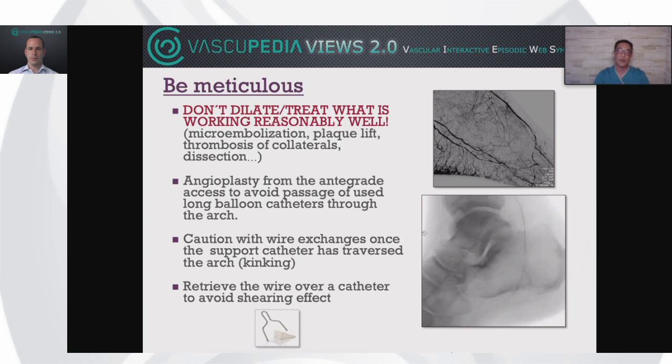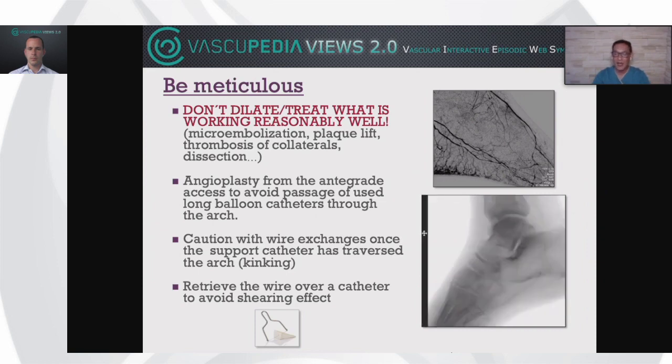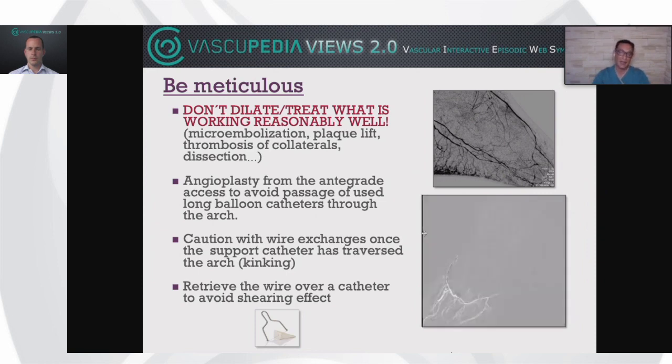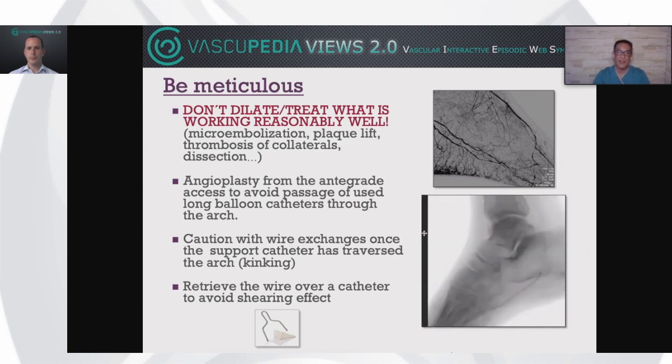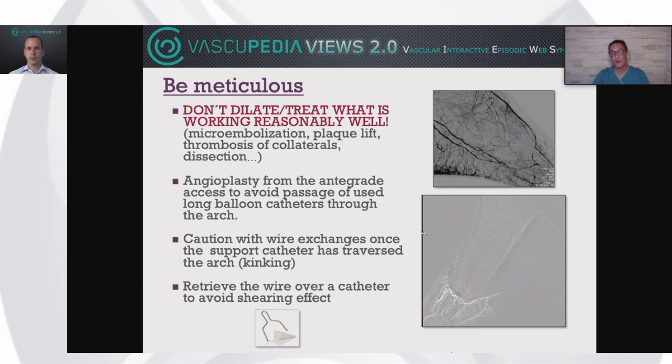You also need to be cautious when you exchange your wire from your support catheter, because the support catheter can get entrapped in the arch or kink, and if so, I would recommend just to retrieve half an inch gently and use a hydrophilic wire. This is important, a hydrophilic wire, to get through it. And finally, as much as possible, try to retrieve your wire over a catheter to avoid the shearing effect of the wire on the arch.